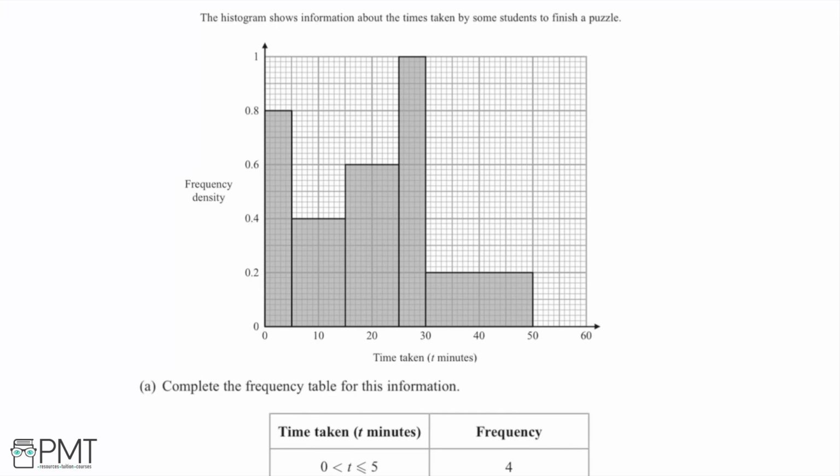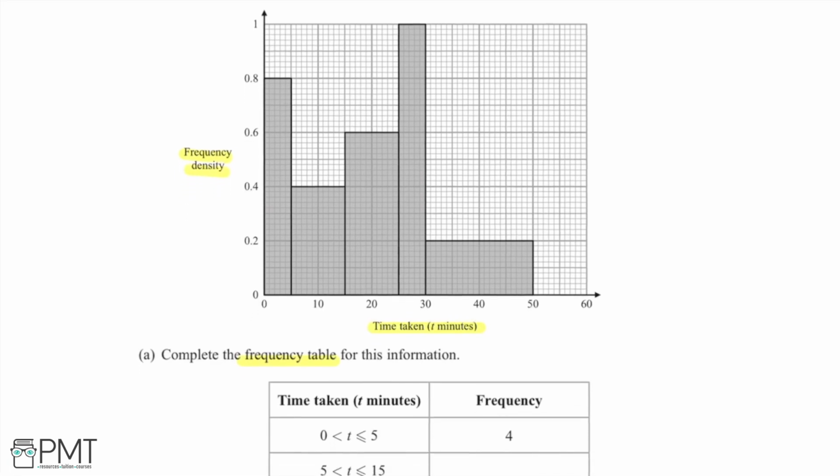So in this question here, we have a histogram which shows information about the times taken by some students to finish a puzzle. So then we have the histogram, and on the y-axis, as we'd expect, we have the frequency density, and on the x-axis, we're using a measure of time taken in minutes here. We're asked to use this to complete the frequency table for this information.